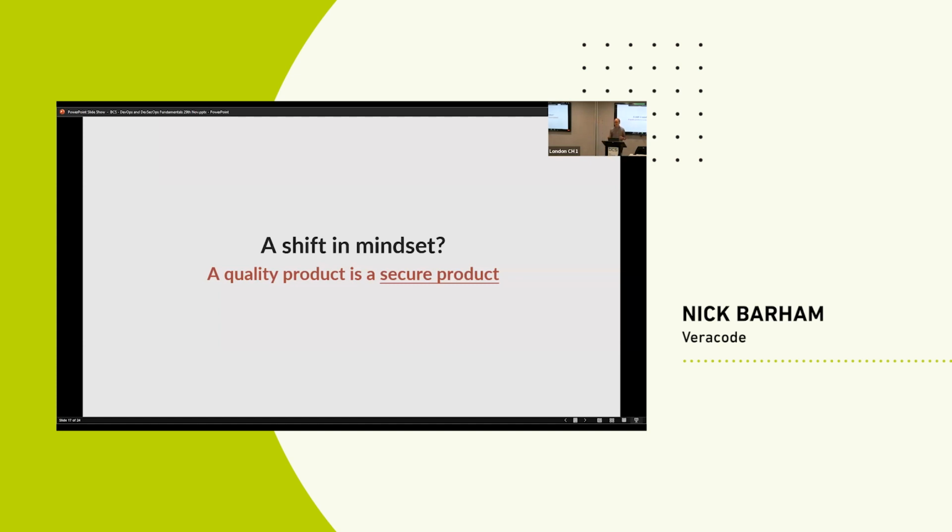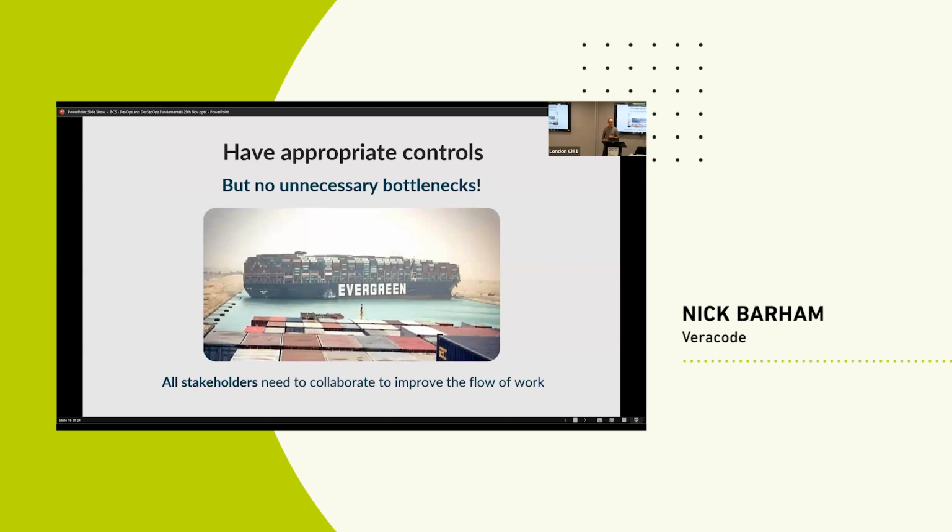Are we introducing things that we don't need to? Can we cut this down? Can we optimize this? How can we measure the impact that introducing security has? And don't introduce unnecessary bottlenecks.